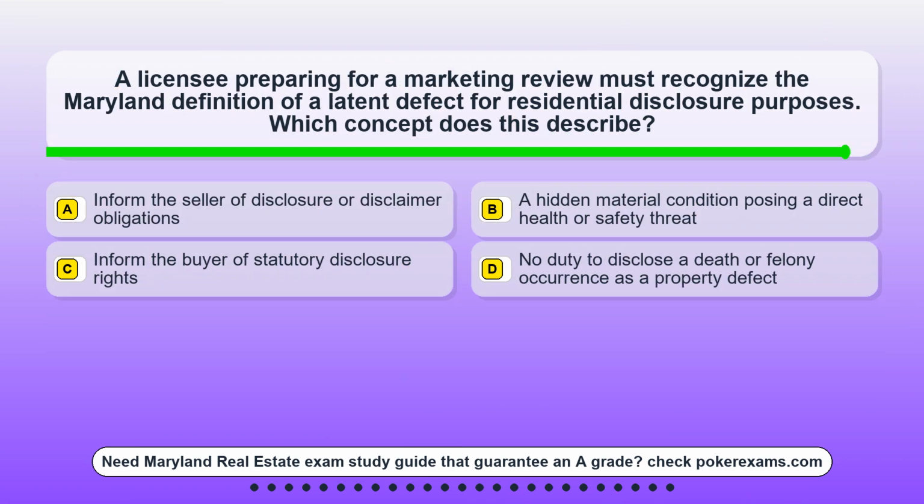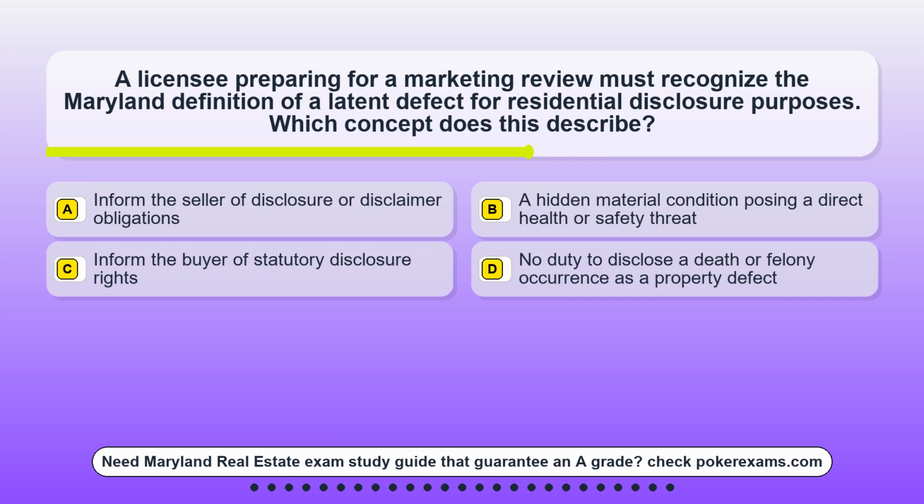Question 13. A licensee preparing for a marketing review must recognize the Maryland definition of a latent defect for residential disclosure purposes. Which concept does this describe? Option A, inform the seller of disclosure or disclaimer obligations. Option B, a hidden material condition posing a direct health or safety threat. Option C, inform the buyer of statutory disclosure rights. Option D, no duty to disclose a death or felony occurrence as a property defect.